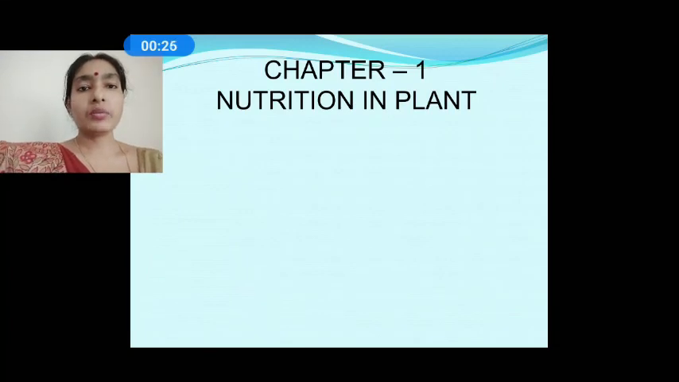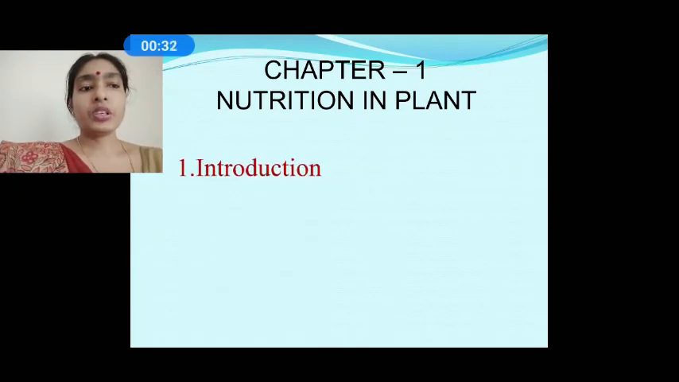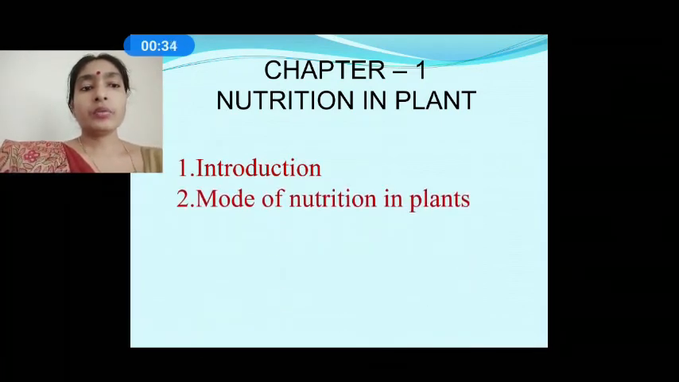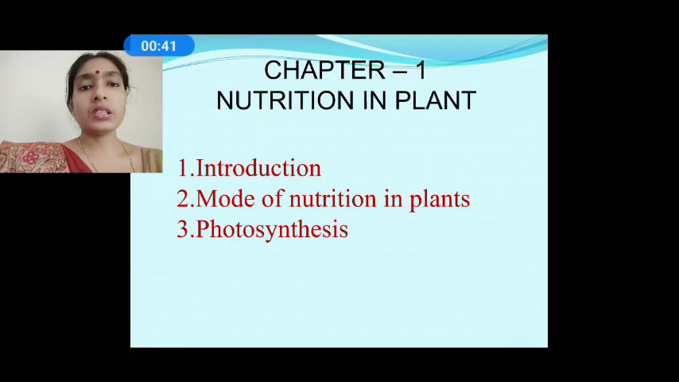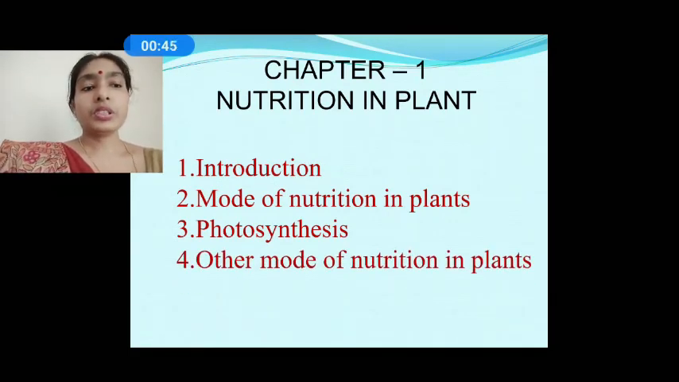In the previous class we started Chapter 1, Nutrition in Plants. In that, we have already finished the introduction, modes of nutrition in plants, and photosynthesis. So today we will discuss more about photosynthesis as well as other modes of nutrition in plants.